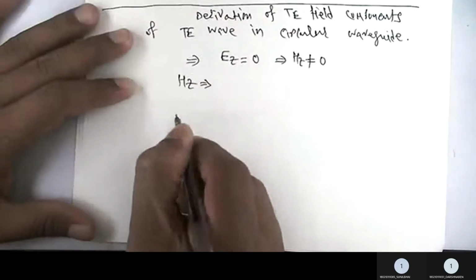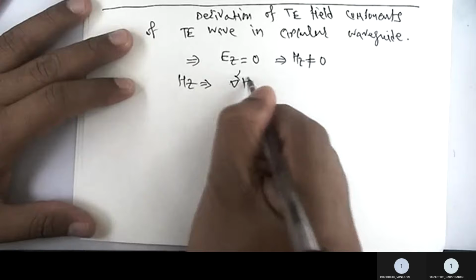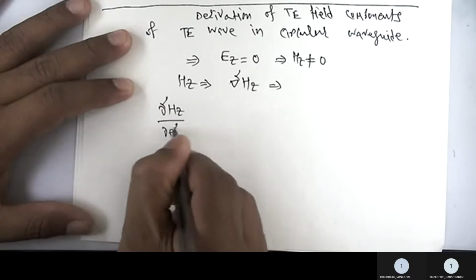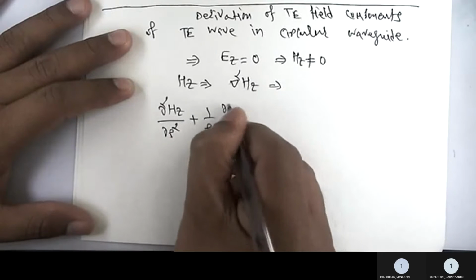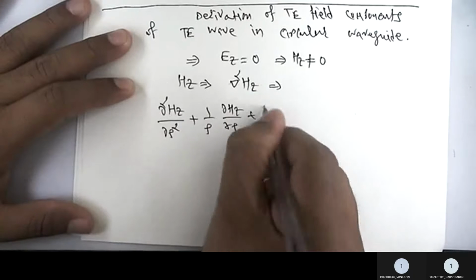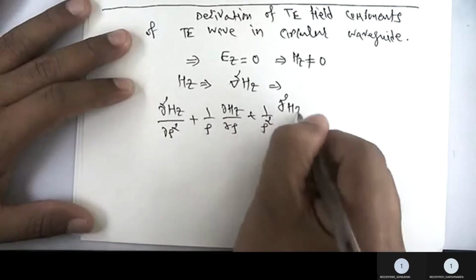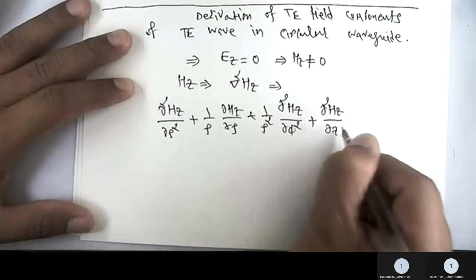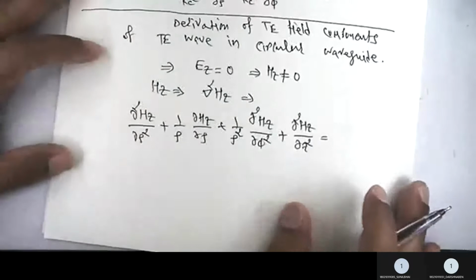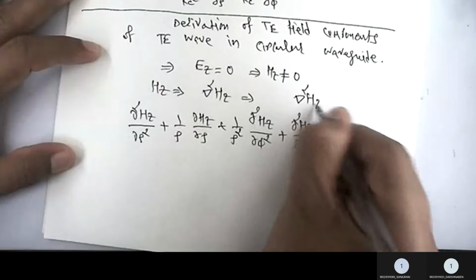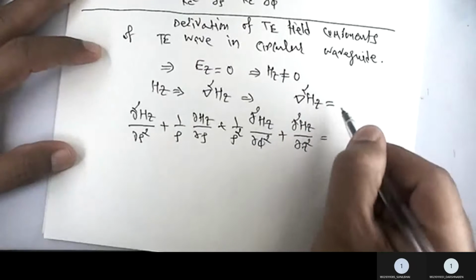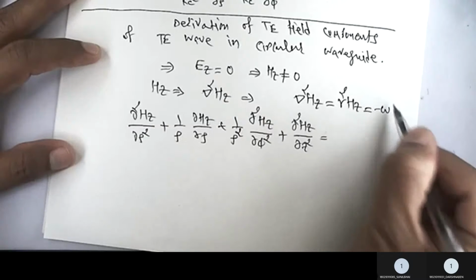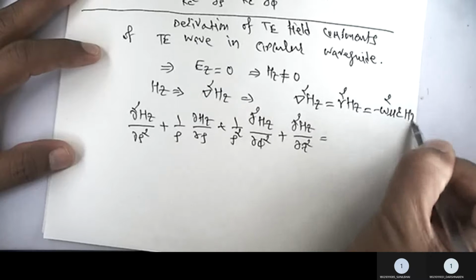For the cylindrical coordinate system, del square Hz can be expressed as del square Hz by del rho square plus 1 over rho del Hz by del rho plus 1 over rho square del square Hz by del phi square plus del square Hz by del z square, and that is nothing but equal to gamma square Hz, and we also know that we can equally represent it as minus omega square mu epsilon into Hz.